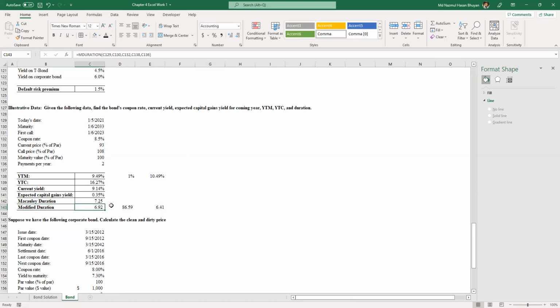So you can see here, modified duration says if the YTM increases by 1%, the bond price should decrease by $6.92. Provided your bond price is a percentage of par, in that case your modified duration will also be as a percentage of par. Okay, now you can see the actual change is 6.41, and that is very close to the value of the modified duration.